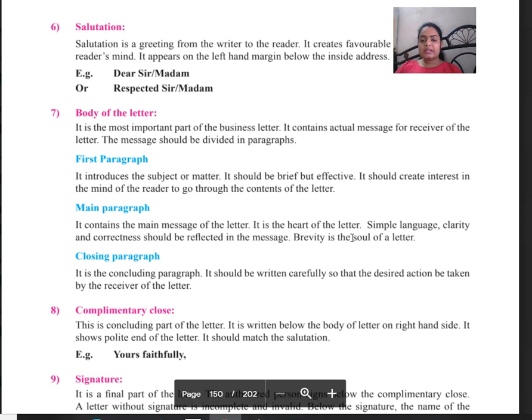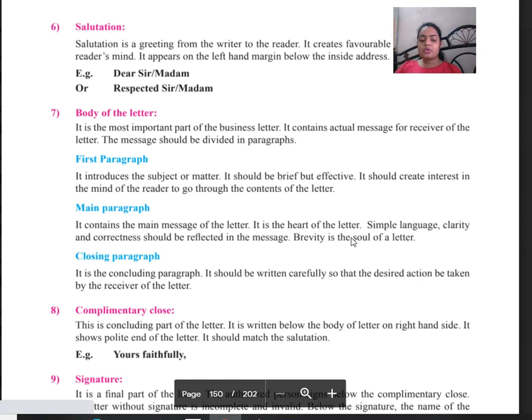So, firstly, the first paragraph, that is the main body. Remember, the body should carry maximum marks in the entire letter, so the body is very important. In the body, we have to write the first paragraph, which will contain the subject matter, and briefly everything is mentioned. Then, second is the main paragraph. The main paragraph is the heart of the letter, and simple language, clarity, and correctness should be reflected in whatever message is to be sent.